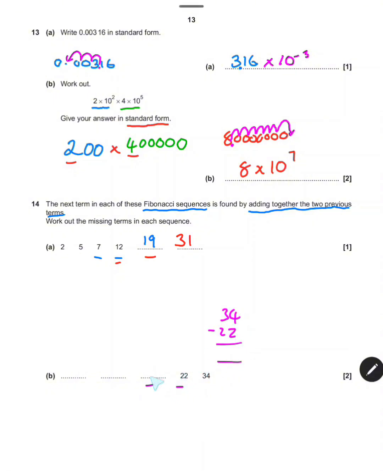And I'll get the previous number. 4 take 2 is 2, 3 take 2 is 1. This must be 12. Then again, to work backwards, I need to do 22 take 12. Well, that's just 10. And finally, 12 take 10 is just 2.